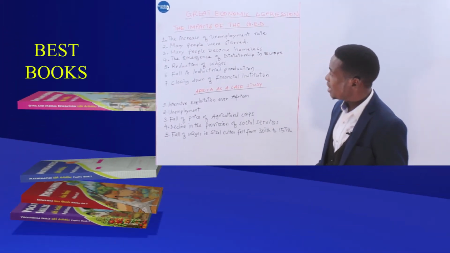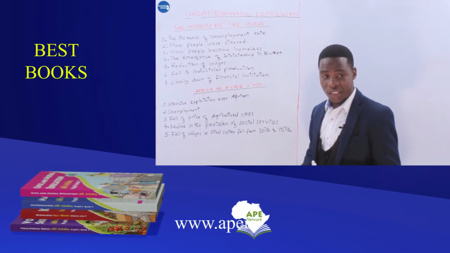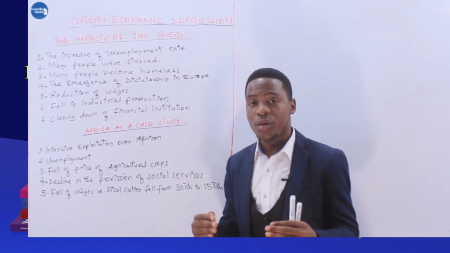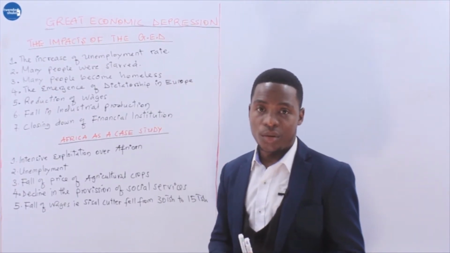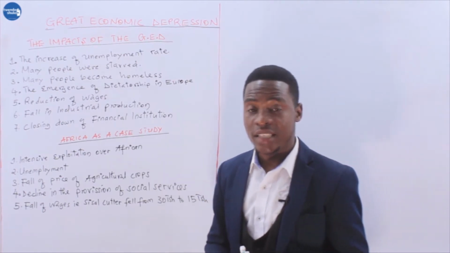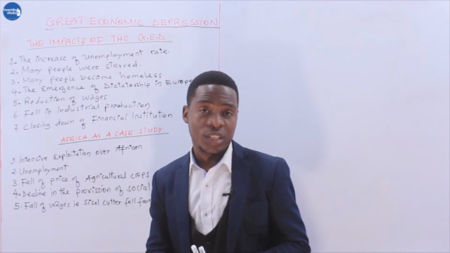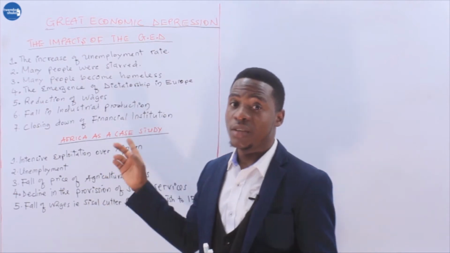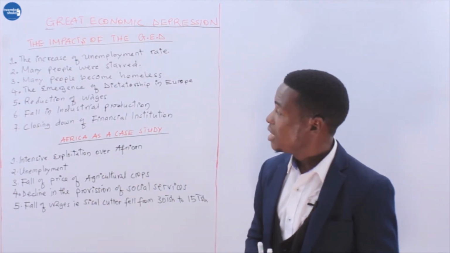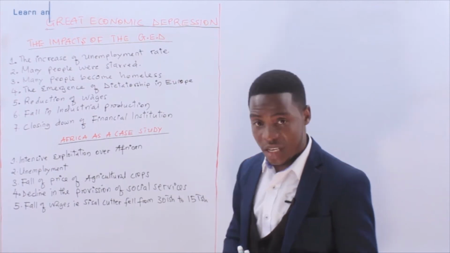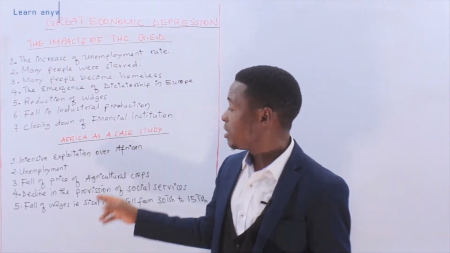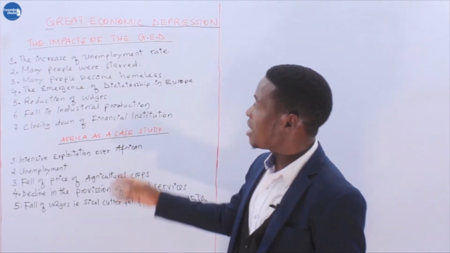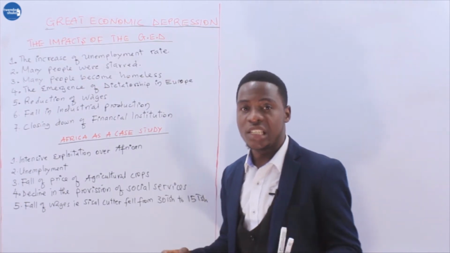The Great Economic Depression, as I said, was a long period of economic downturn. It was a long period of economic slumber. The production rate declined drastically. People suffered a lot. So now let us see how people suffered and what other outcomes resulted from the Great Economic Depression. We may start with the impact generally, then we will come specifically to the African continent as the case study. Therefore, let us start with the impact of the Great Economic Depression in general.